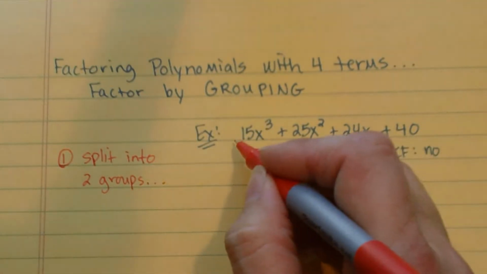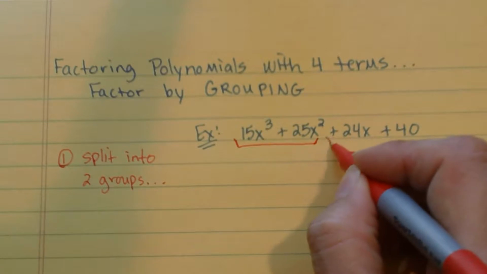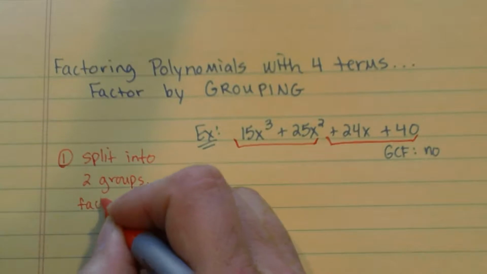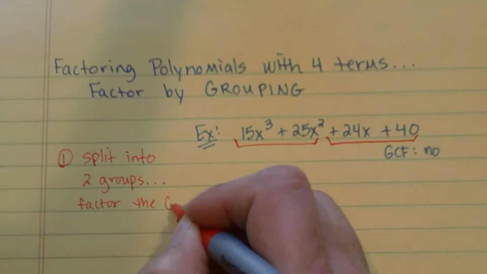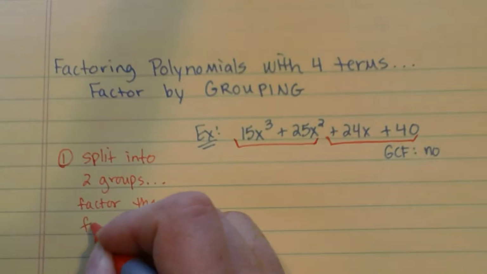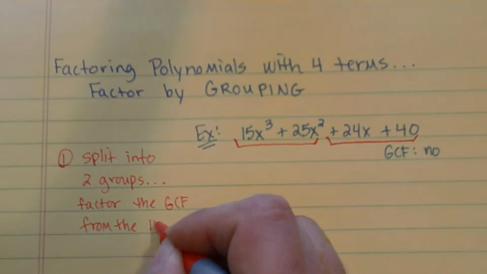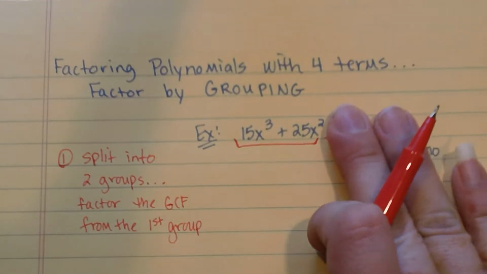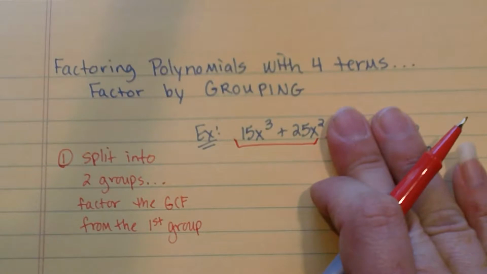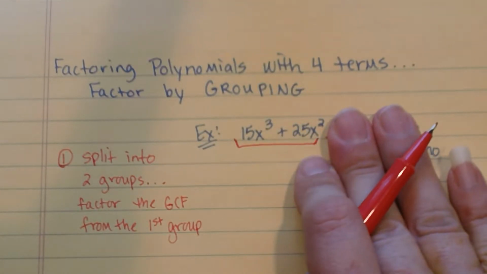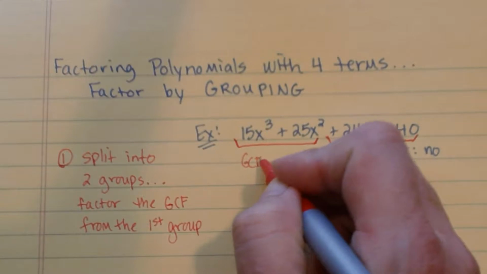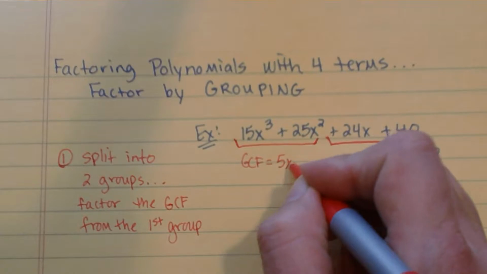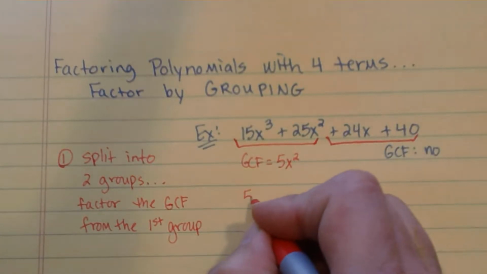And after we've split it into 2 different groups, I'm going to factor the greatest common factor from the first group. So for the time being, I'm ignoring that second group. I'm just looking at the first group. I want to see what can go into 15x cubed and 25x squared. So that greatest common factor is going to be 5, and then both have x squared at least, so 5x squared. We go ahead and take that out.